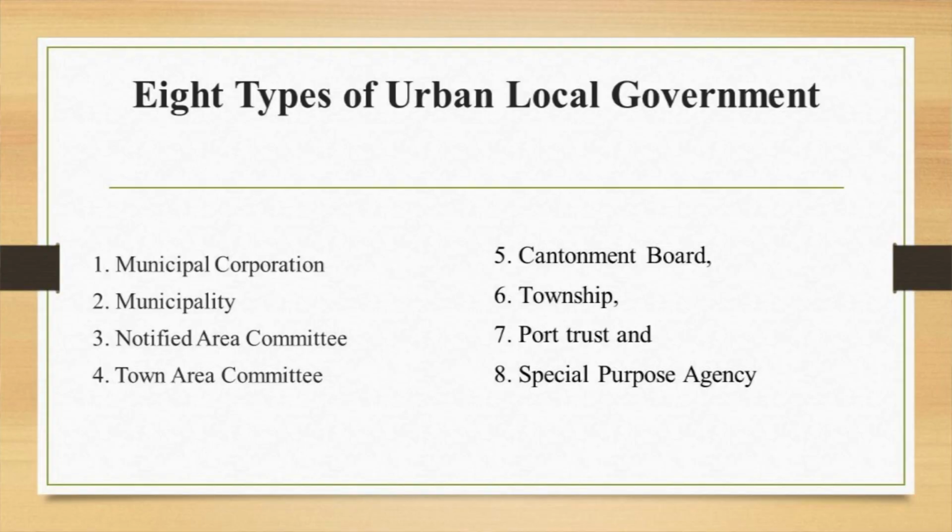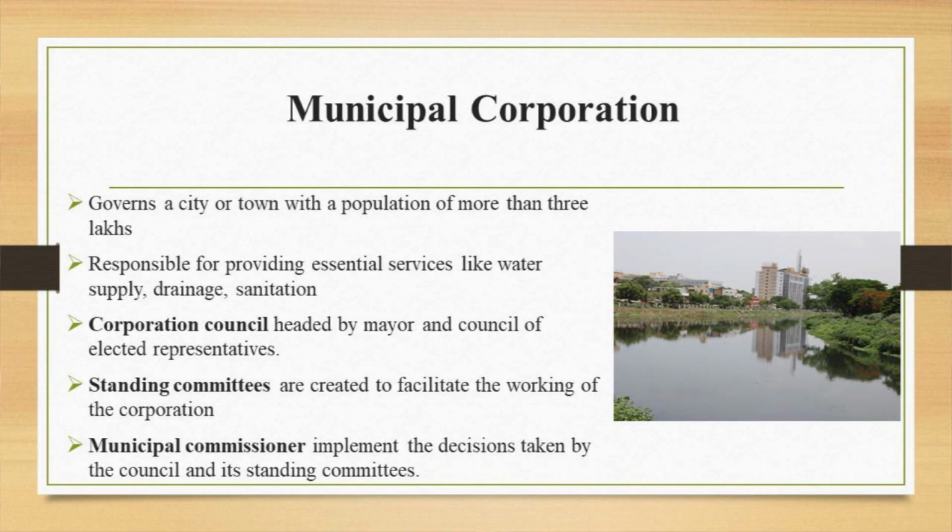And we have different types of urban local government, which include municipal corporations, municipalities, notified area committee, town area committee, cantonment board, township, port trust and special purpose agencies. Municipal corporation is a local government that governs a city or town with a population of more than 3 lakhs. A municipal corporation is responsible for providing essential services like water supply, drainage, sanitation, etc.